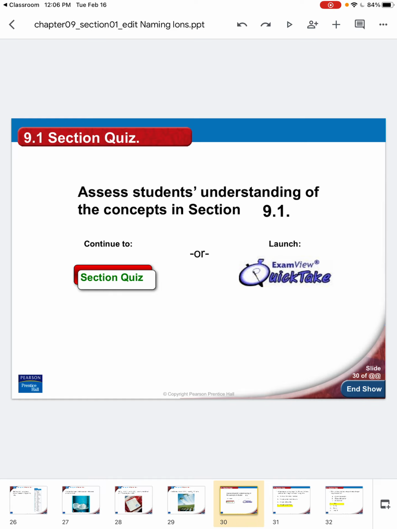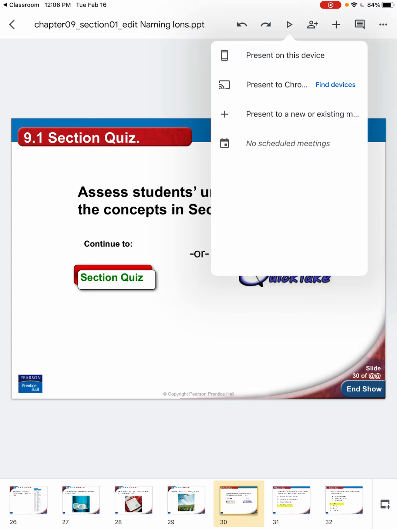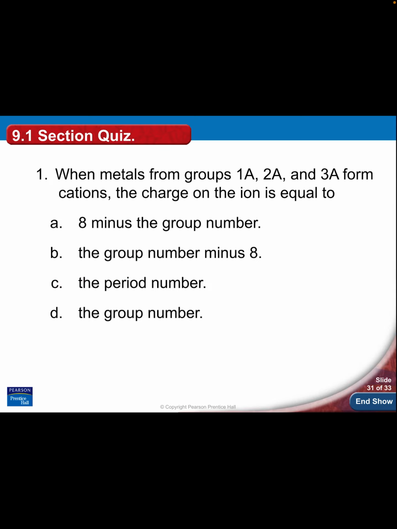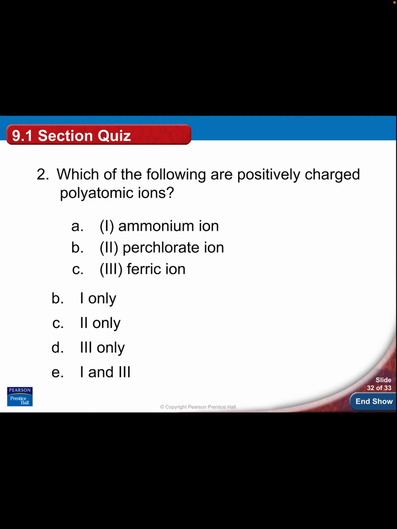Let me quickly answer these 3 questions. The way I've set this up, because I'm not actually presenting this the way I should, the answers will be shown, but maybe not now. When metals from groups 1, 2, and 3A form cations, the charge on the ion is equal to the group number. Don't forget that. And then, which of the following are positively charged polyatomic ions?